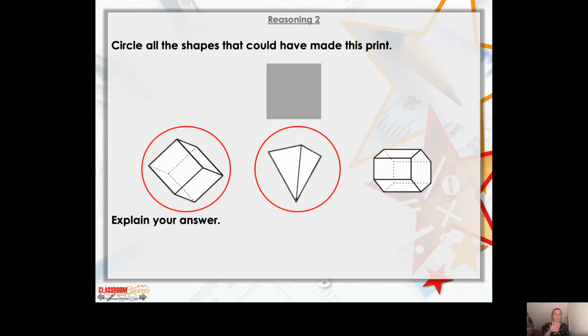So well done if you were able to spot that the pyramid could have made this print, as well as the cube, because they both have flat faces which are squares. Okay, so now you have got a problem-solving question which is similar to the one we've just looked at, okay? And you'll find this on your resource, Year 2 Maths, 2nd of March, Resource 3. Okay, so if you could get on with your problem-solving question, that would be fantastic.